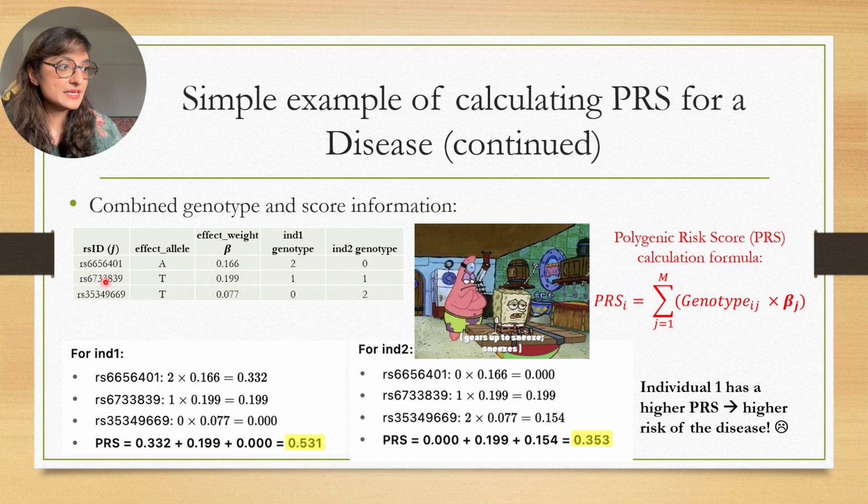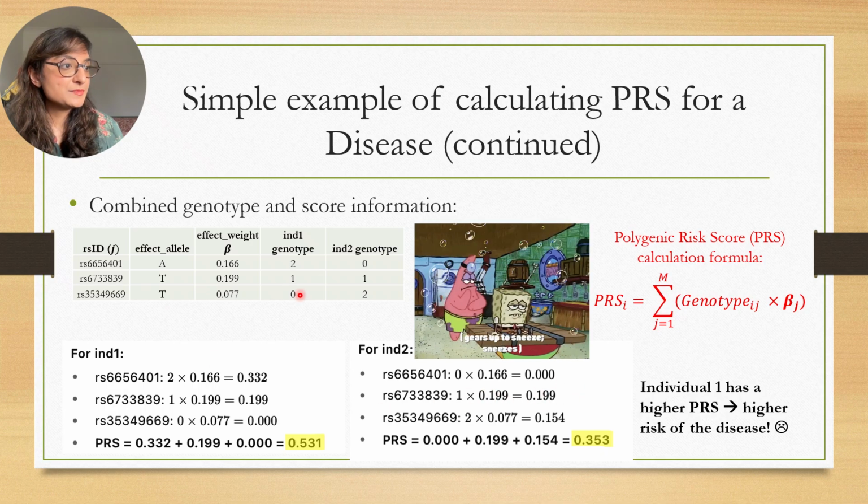For the second SNP, we take this 1 and multiply it by this 0.199 because they just have one copy of this from one parent. If they had a 2 here, it would be multiplying this by 2. So we just take the genotype here and multiply it by the effect weight. So this times this. And we'll note that it's the same for individual 2 because they also have the same effect weight. So it's the same thing here, 0.199.